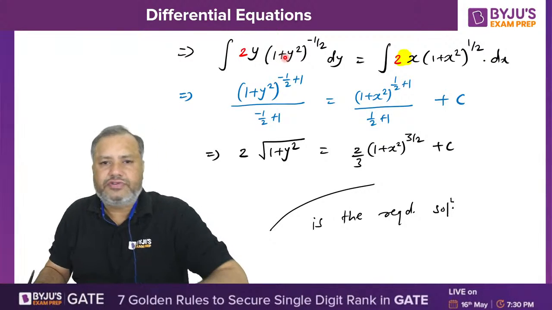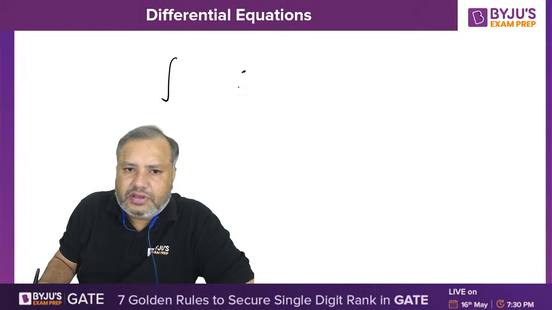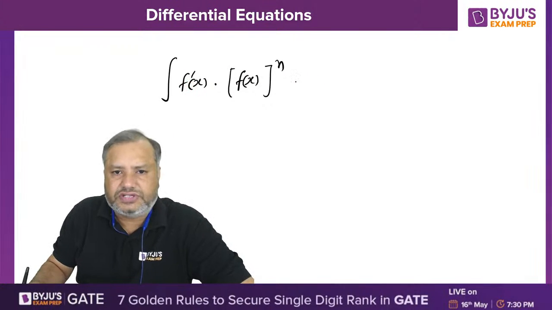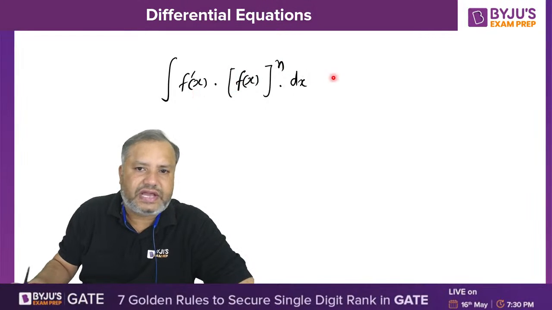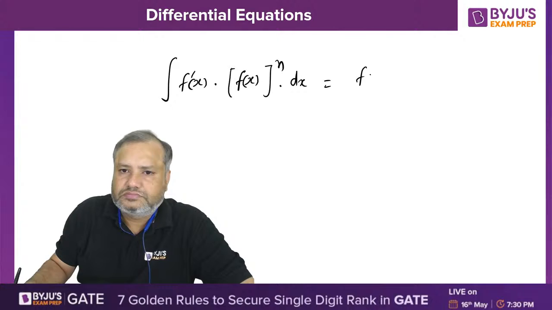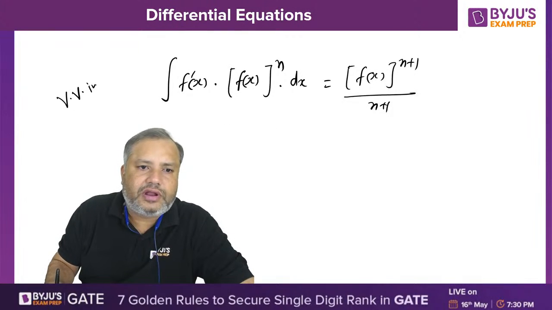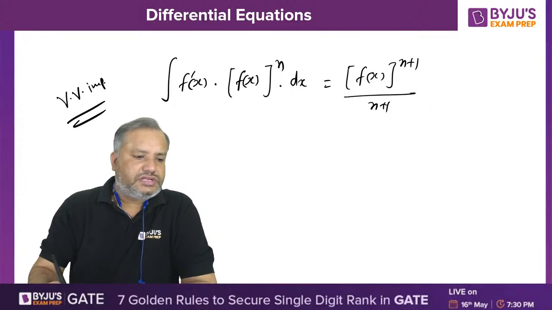Sir, which identity we have used here? I'll just explain that. If you are integrating a function f of x whose existing power is n, and f dash x, that is the derivative of this bracket, is just written adjacent to this, the power of the function is n and the derivative of the function is written adjacent to it. So the answer will be this bracket to the power n plus 1 upon n plus 1. So this is a very important formula to calculate integration. Can I have a response on this?